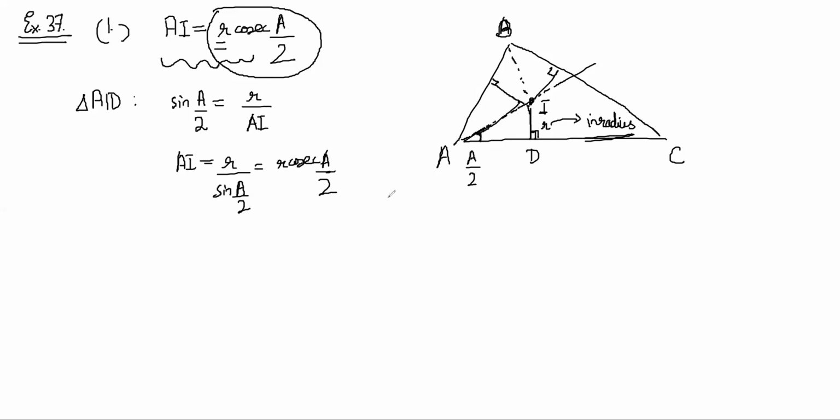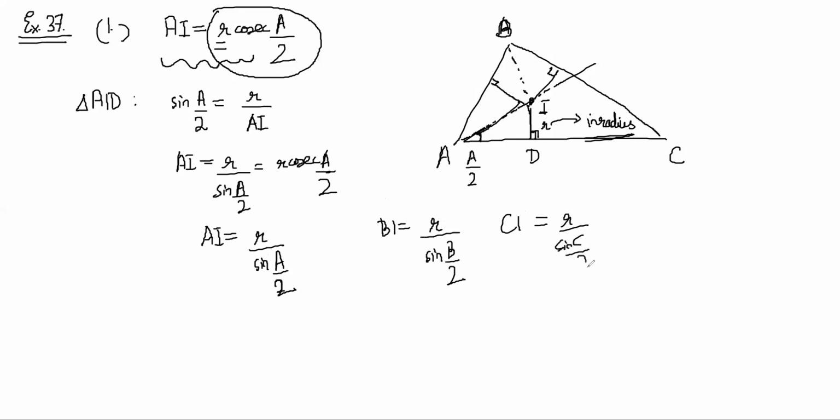So AI is now a standard thing. The distance of the incenter from the vertex is R by sine A by 2. BI will be R by sine B by 2, and CI will be R by sine C by 2. This is the distance of the incenter from the vertices. The distance of the incenter from the sides is equal to small r, because that is the perpendicular distance from the sides.